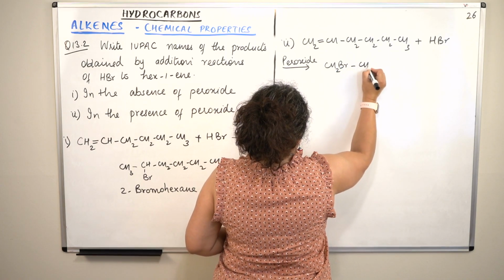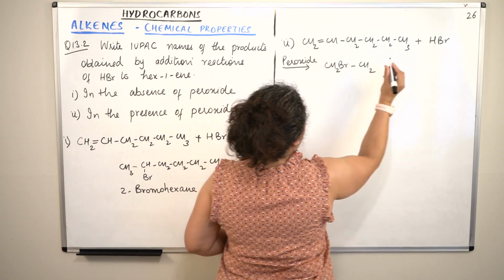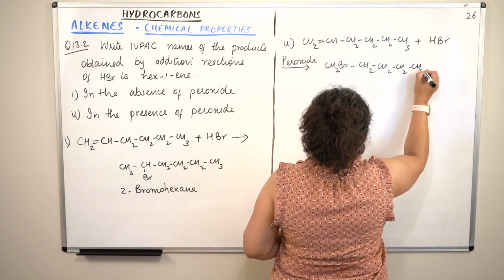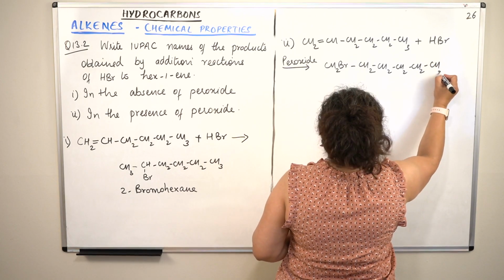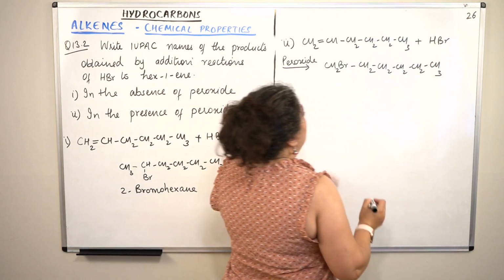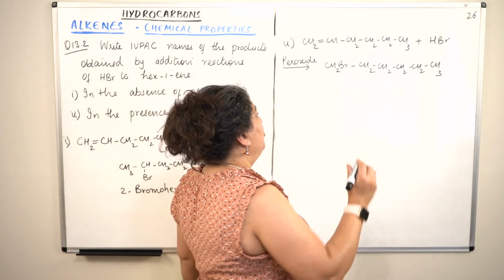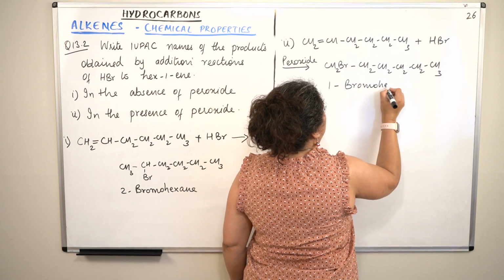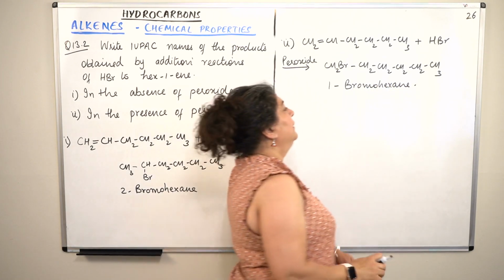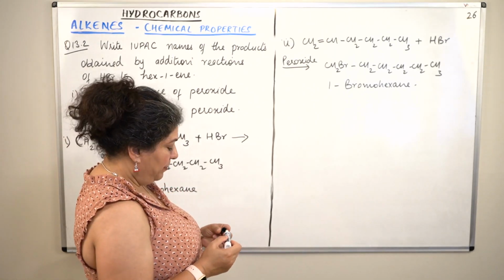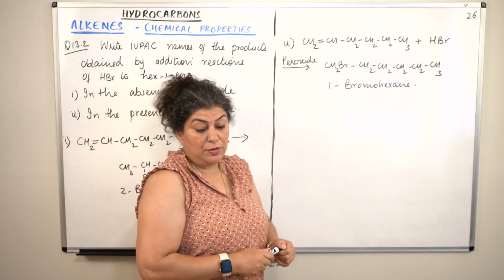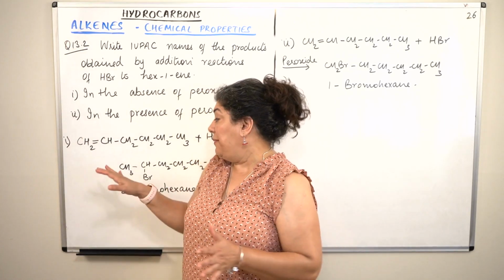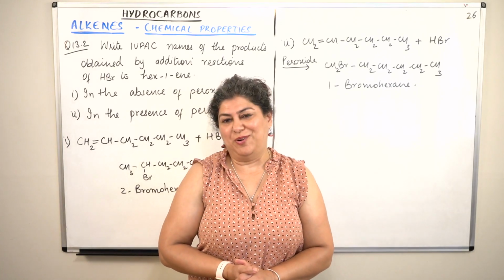So in this case, you will get CH2Br, CH2, the hydrogen will add here and the bromine will add here, and the rest of the molecule remains the same: CH2, CH2, CH2, CH3. 1, 2, 3, 4, 5, 6. Yes. So how would you give it the IUPAC name? This would be 1-bromohexane. So those are the IUPAC names of the addition products in the absence of peroxide and in the presence of peroxide.